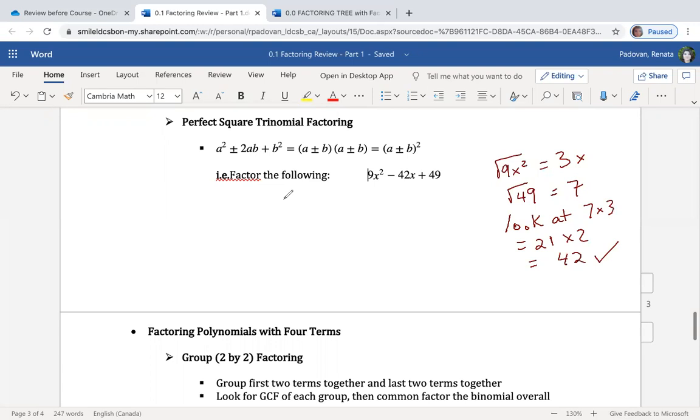So I'm ready to write out my answer. So what I do is I take my answer to the square root of 9x squared, which is 3x. That goes in the first term of my binomial. I get my answer to square rooting the last term, which is 7. But I take the sign from the middle. So if it's negative here, it's negative. This is what we were talking about up here originally. And if it was positive all the way around, then I would write positive. And you can put squared. Now that would be the same thing as writing 3x minus 7 multiplied by 3x minus 7. But you can also just write it as 3x minus 7 squared.